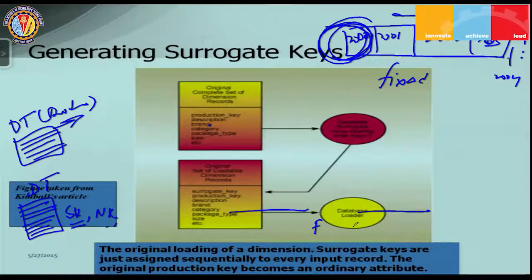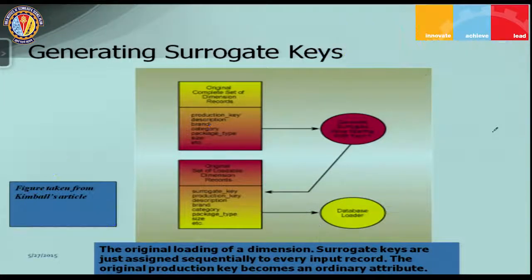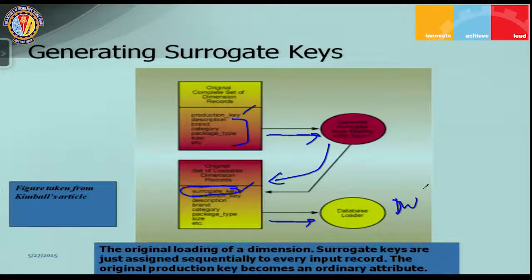And this is the surrogate key generation algorithm, and this figure has been taken from one of Kimball's articles. So you have the original complete set of dimension records here. So this is a production key and the product description here, and this is the original set of dimensional records. Now surrogate keys have been added, right? This is the generate surrogate key module, and then I include this new surrogate key in the table, and then it goes to the database loader and it goes to the data warehouse. So this is pretty simple for the initial load.